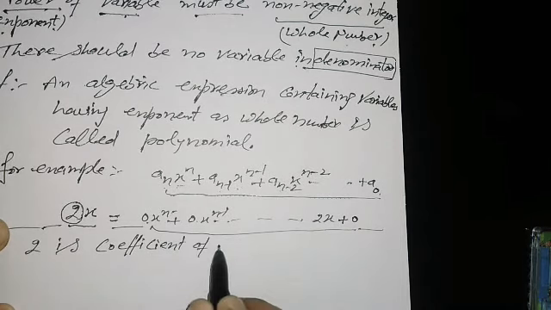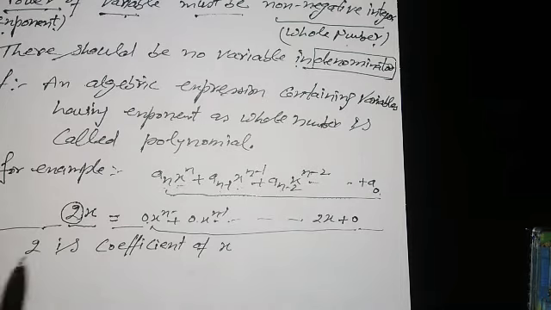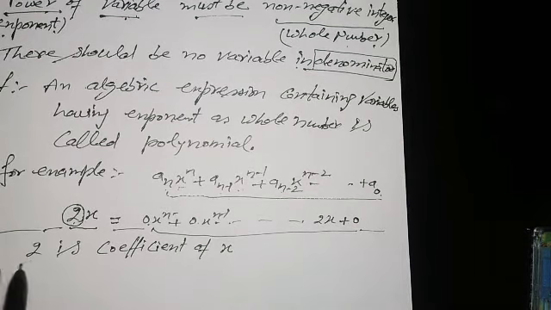Coefficient of x. This constant term is called coefficient of the multiplied variable, and this coefficient is not bounded as the power of variable is bounded in this definition. This coefficient may be any number, real number, rational number, any number as you can think, but power of variable is bounded by the whole number, non-negative integer.